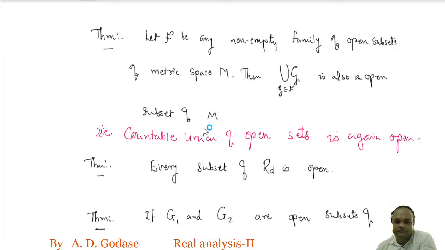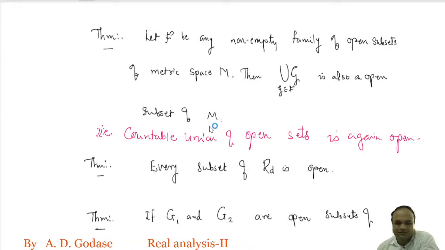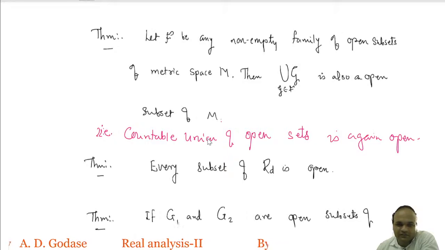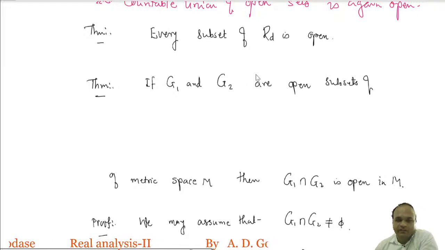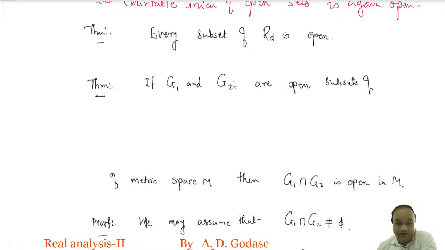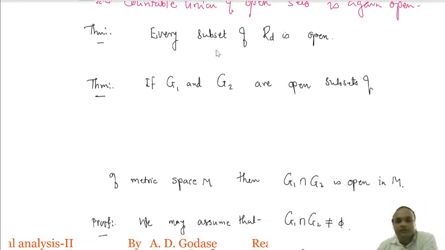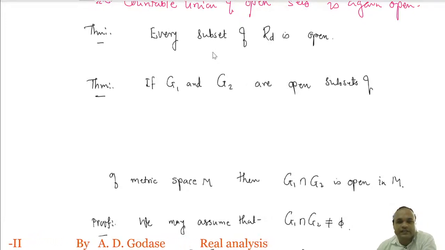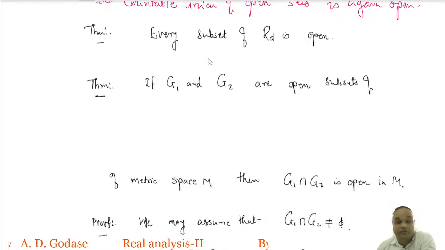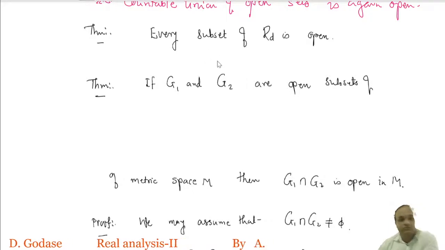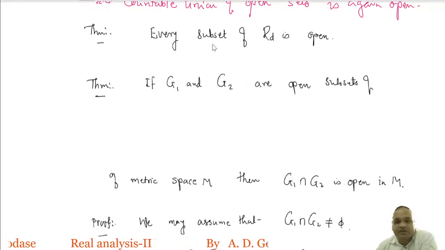After that we have seen that every subset of (R, d) is an open subset of (R, d). How is it so? We have seen that when it is finite, you can write every finite subset of (R, d) as a union of singletons, and if it is not finite it is countable. In that case you can write every countable subset as a union of a countable number of singletons. So obviously, using the previous theorem, every subset of (R, d) will be open in (R, d).